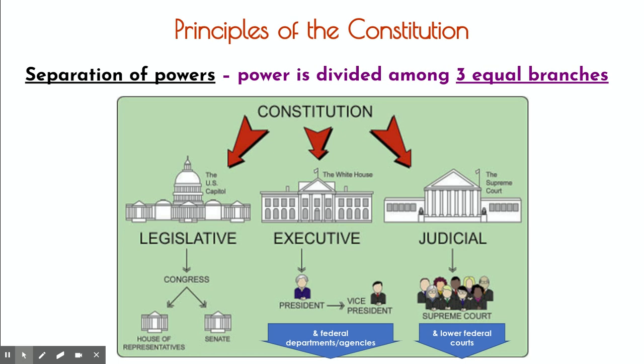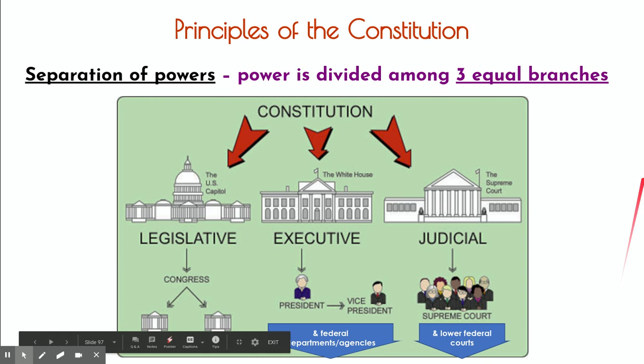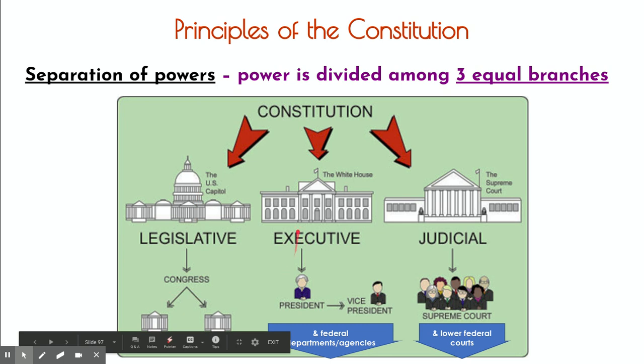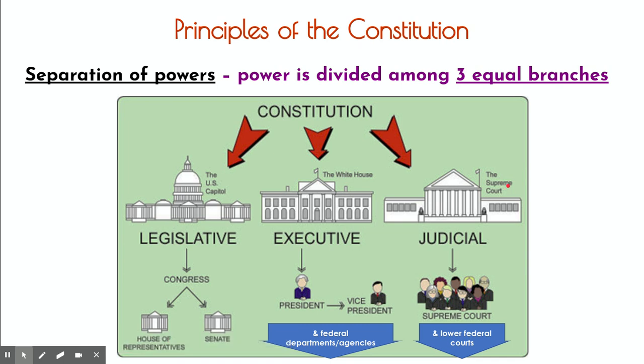So, as you remember, we have a couple of big ideas in our Constitution. One of those is separation of powers. Think about what the words mean. Power is separated or divided among three equal branches: the legislative, executive, and judicial. And legislative is Congress, House, and Senate. Executive, president, vice president, and federal departments and agencies. And judicial is the courts, the Supreme Court and lower federal courts.